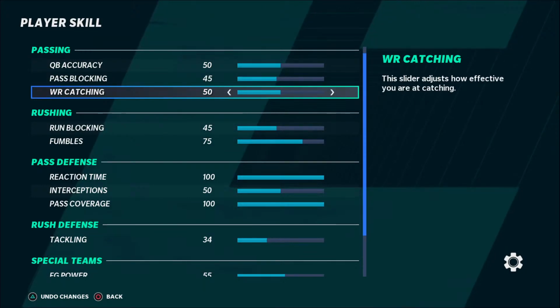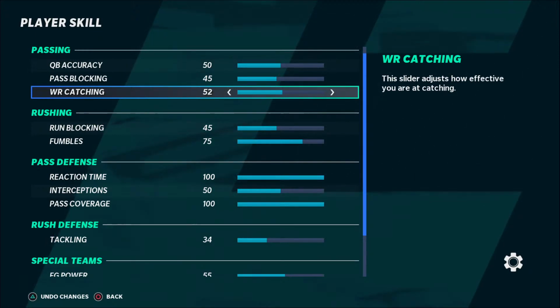Now let's go ahead back to wide receiver catching here. Another one that is a bit ambiguous. It just says that this slider affects how effective receivers are at catching the football. So this one, again, straightforward. You're going to increase wide receiver catching if you want them to hang on to the ball more, and you're going to decrease wide receiver catching if you want them to drop more passes. Now, this is a slider that you don't have to change a lot to see a drastic difference. An increase of 1 or 2 points is going to mean the difference between 70% catching and 95% catching. I mean, it's drastic.